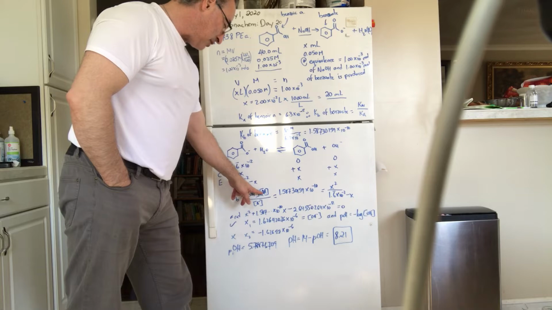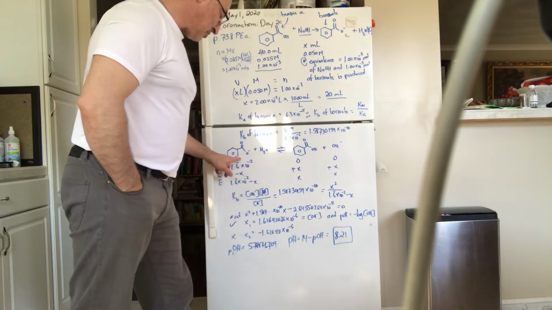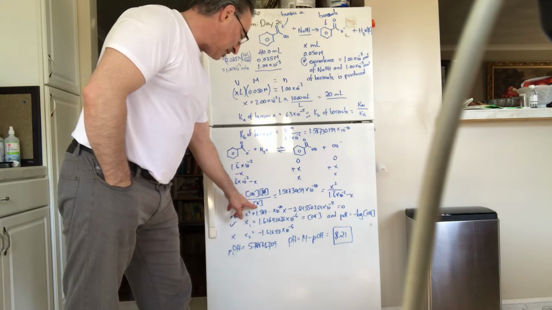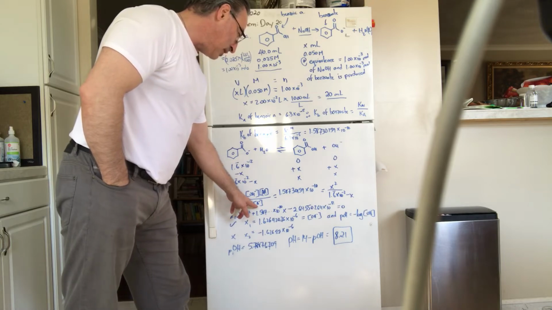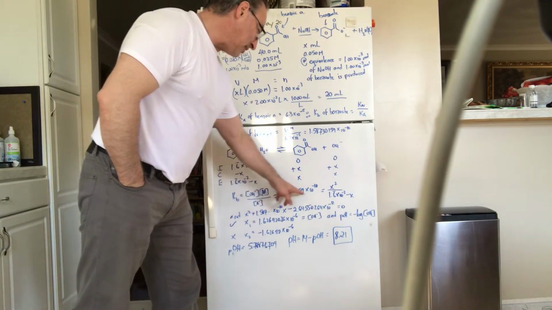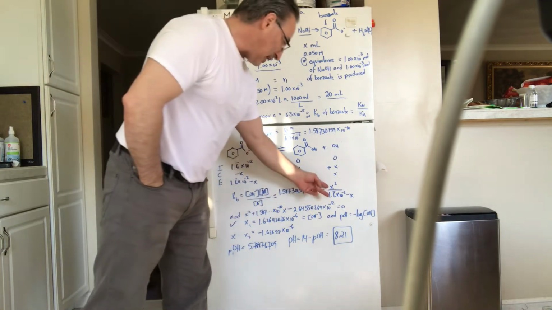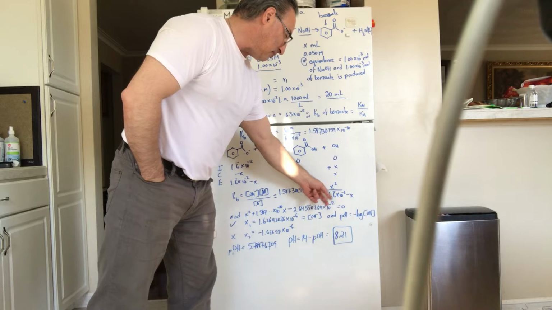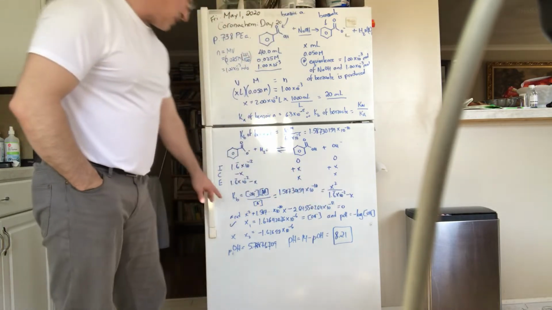times the concentration of benzoic acid that forms as a result of the protonation of benzoate, and this is the amount of benzoate that remains in solution. And that all equals 1.58 times 10 to the negative 10, x squared over 1.6 times 10 to the minus 2 minus x. It gives us a trinomial.